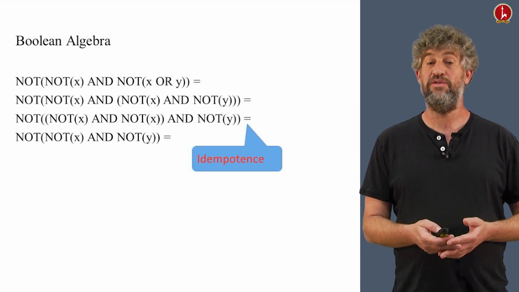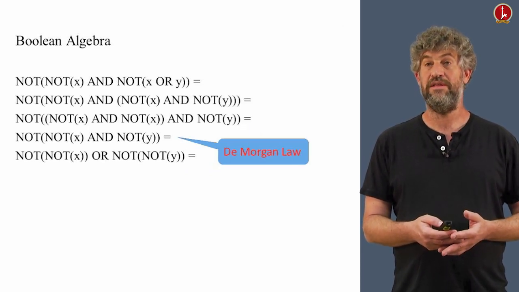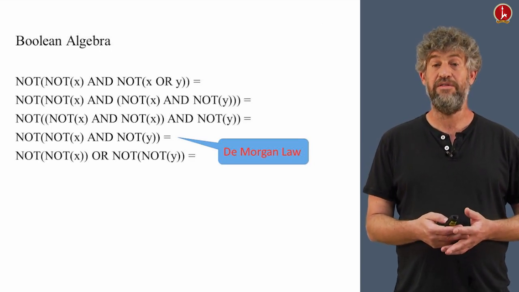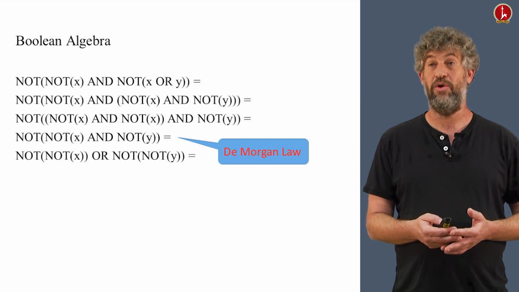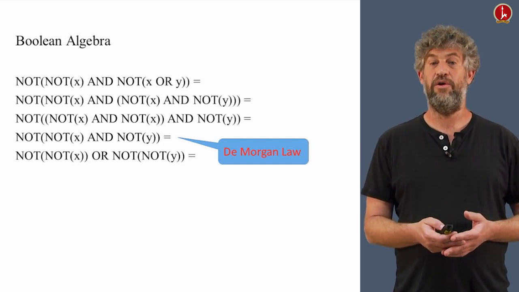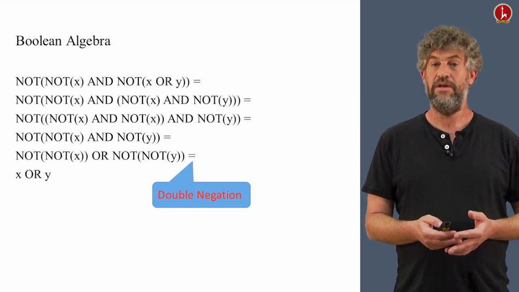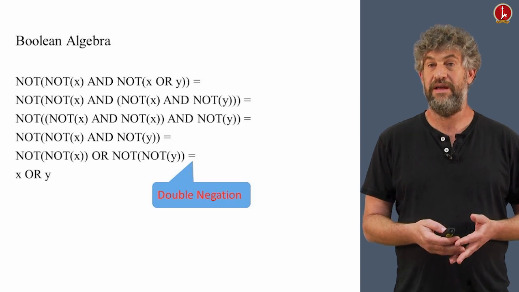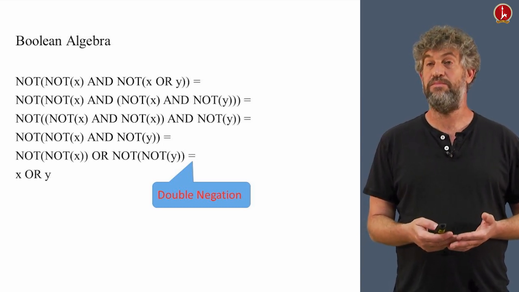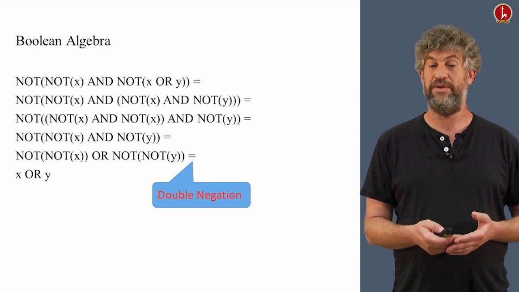Now we're ready to use De Morgan law again, and now we got not of (not x or not y). Now again, here's another law that we didn't list explicitly, but you obviously all know that not not x is always equal to x. So using the double negation law, we can simplify that to x or y. So that just gives you some kind of demonstration that you can basically manipulate Boolean expressions, sort of like you manipulate arithmetic expressions in elementary school.